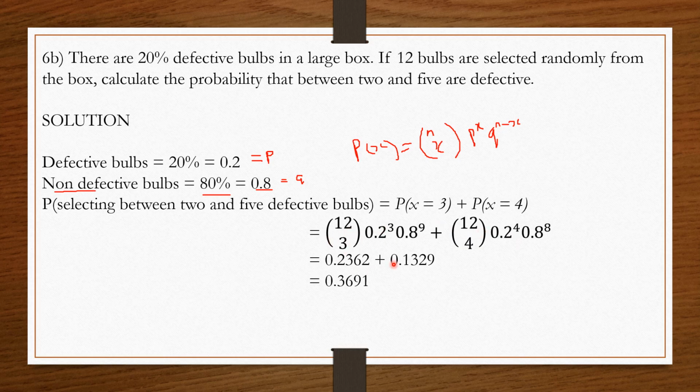So you do your normal arithmetic, take the combination, and you have 0.2362 for this, plus you do this, you have 0.1329. Then add the two numbers, you have 0.3691. So the probability of selecting between 2 and 5 defective bulbs is 0.3691. So if you have any question on this, drop your question in the comment box and I will attend to it. Or if you have any question related to it, just drop it, I will attend to it.